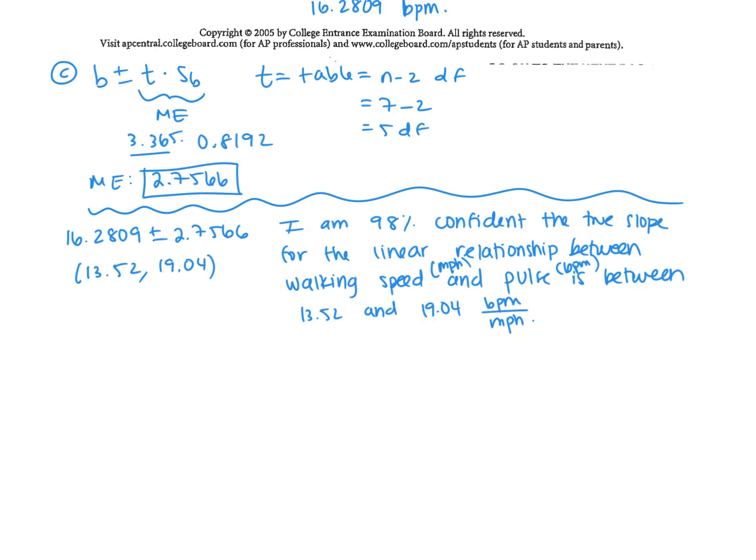What we should have gotten from this today is a bit of review, and we should now know how to do the computations for a hypothesis test and a confidence interval for slope. We should be able to read the output, and we should be able to interpret the results of both a hypothesis test and a confidence interval. Do you have any questions for me?